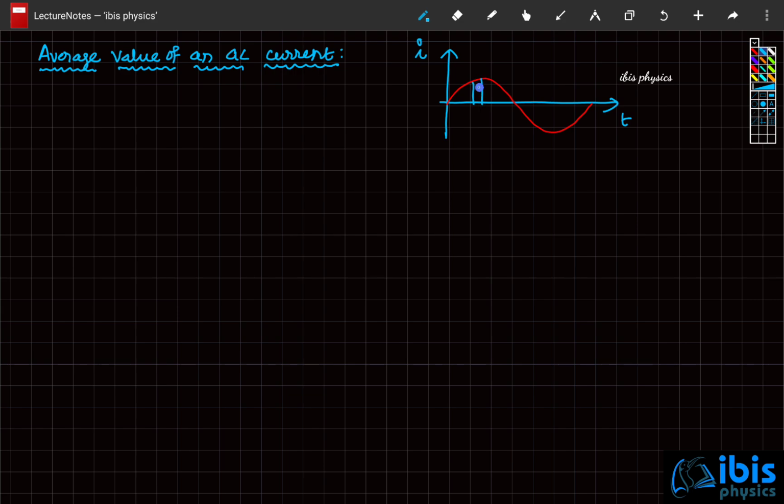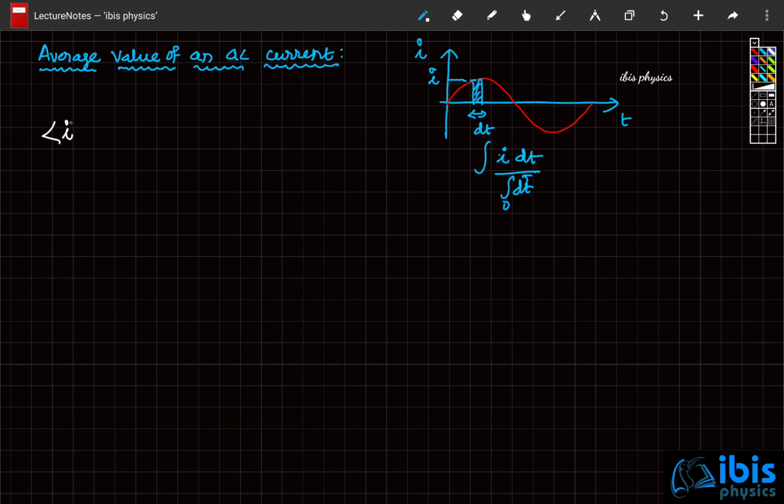Suppose this is the small area, this is the corresponding current I, and this is t. So this elemental area is I dt. When you integrate for one full cycle, you get the total area of I dt. When you divide by the time taken for one full cycle, which is the integral of dt from 0 to T, that gives you the average value of AC current.